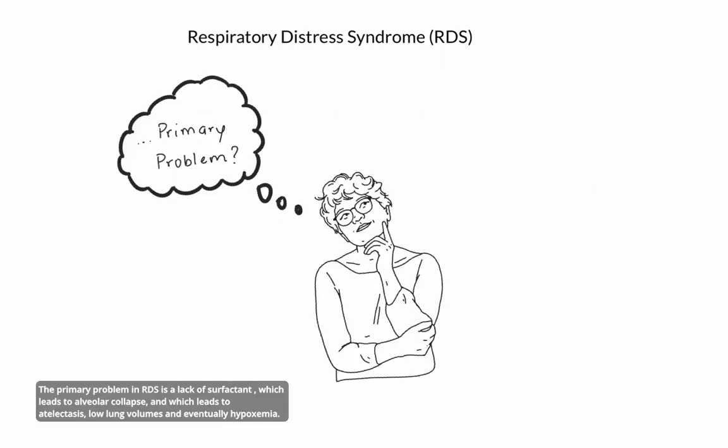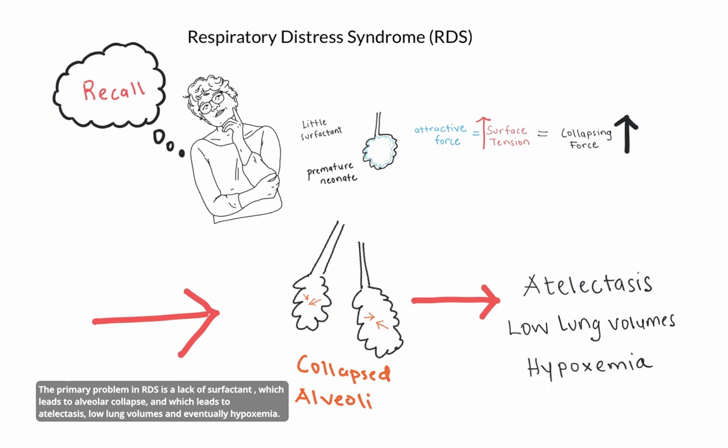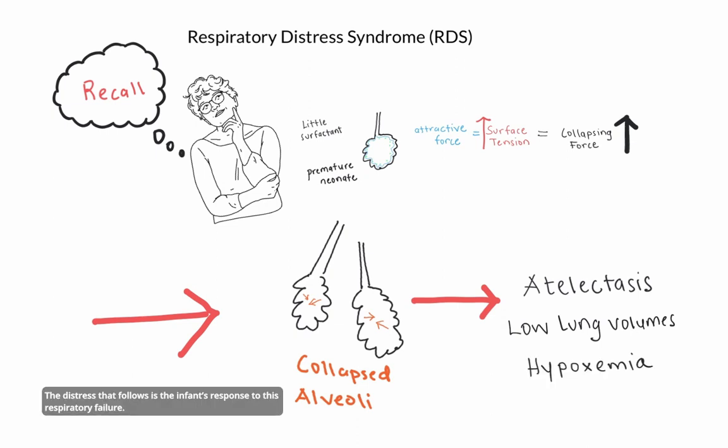This is usually seen in premature infants and is sometimes seen in infants of diabetic mothers. The primary problem in respiratory distress syndrome, or RDS, is a lack of surfactant. This leads to alveolar collapse, which leads to atelectasis, low lung volume, and eventually hypoxemia. The distress that follows is the infant's response to this respiratory failure.